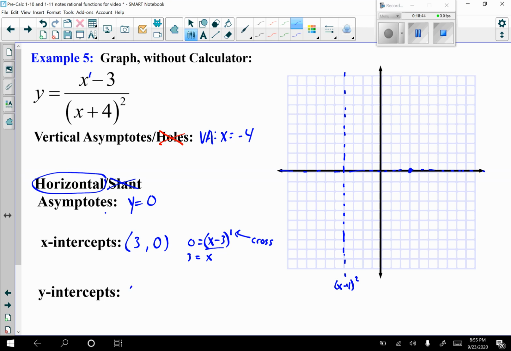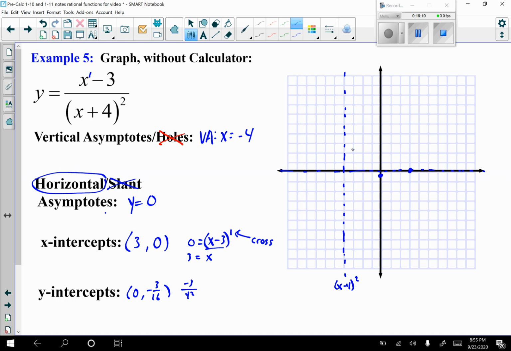Let's try a y-intercept. Plug in 0. We get (0 minus 3) over (0 plus 4) squared. That's -3 over 16. So just by plugging it in, -3 over 16 means we're on the negative side, just a little bit below. And we have 2 points now, and that gives me kind of a lean on this graph. We can lean one way or the other and see if it's going down or if it's going up.